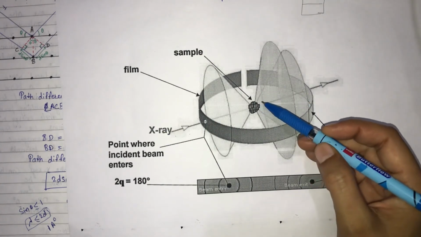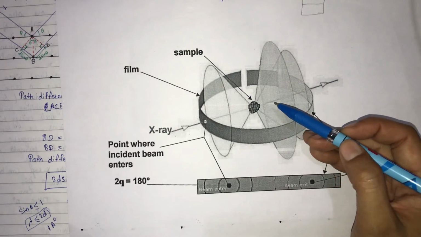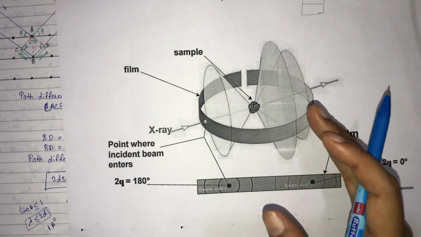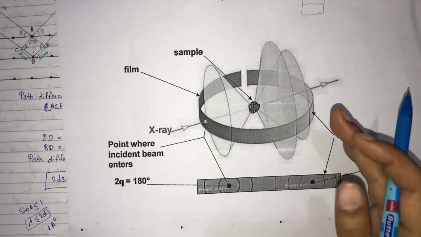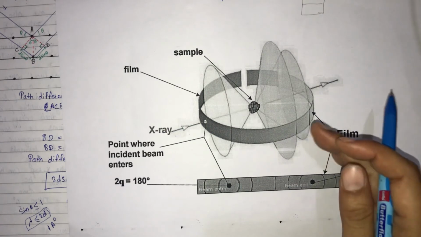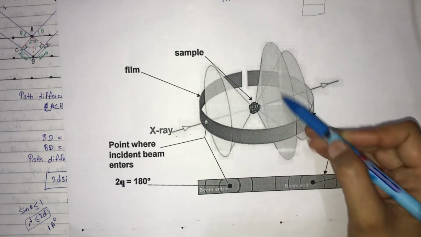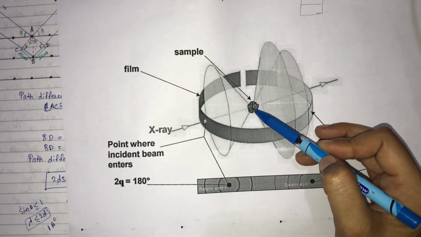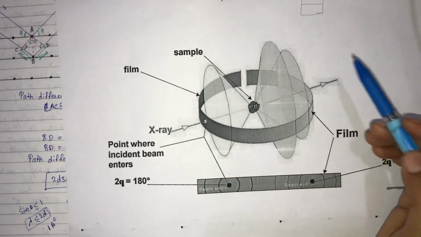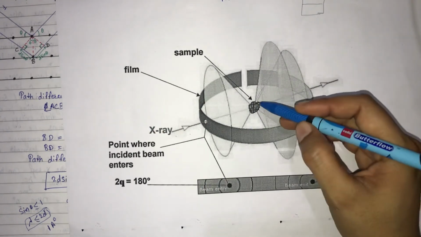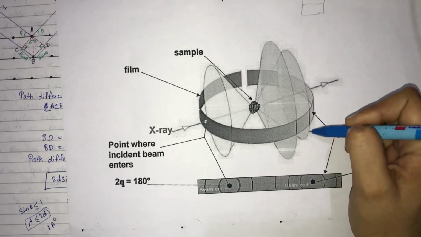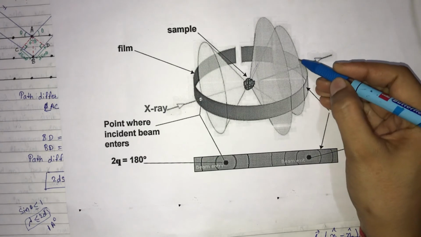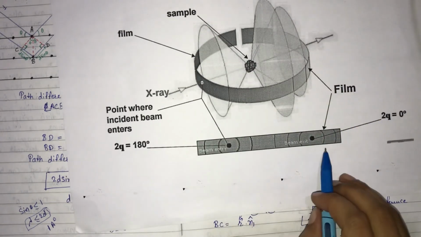As you can see here, for those values of theta and d for which Bragg's law is satisfied, these diffraction patterns will lie on the surface of a cone, and its apex is located at the center where the sample is placed. So in case of powder method, in this way, if we plot this cone's curve on this film, then it will look like this.